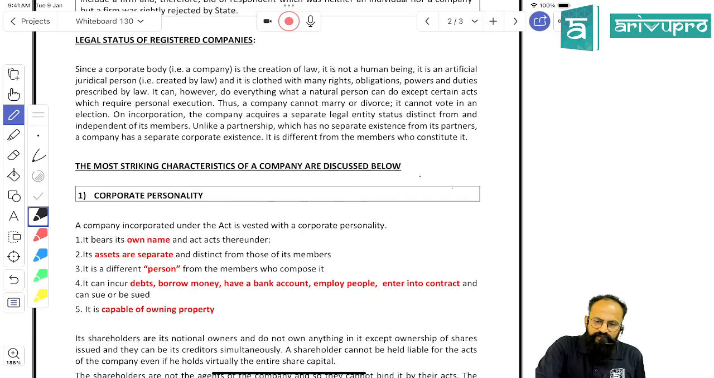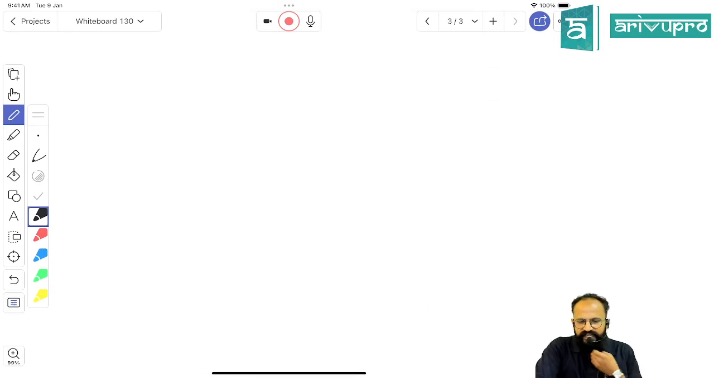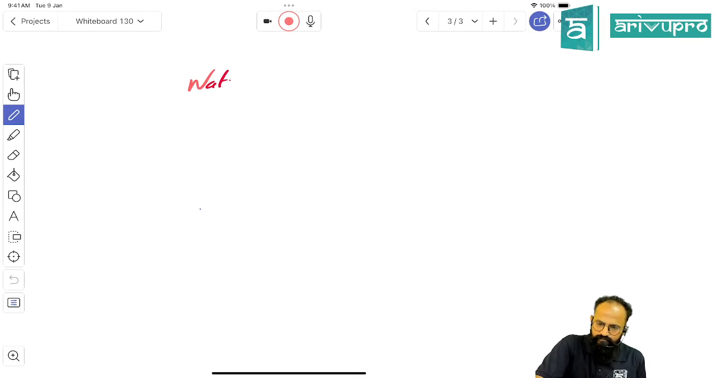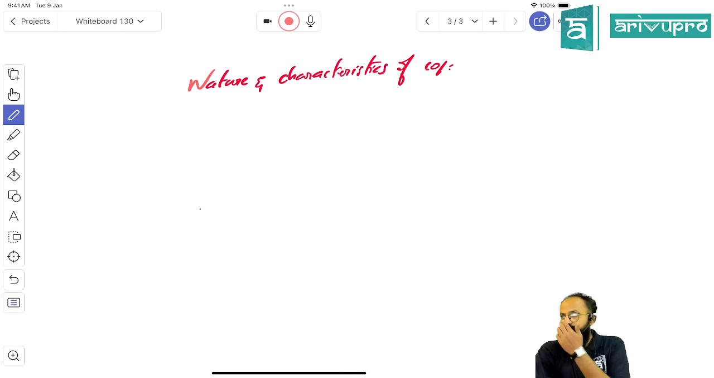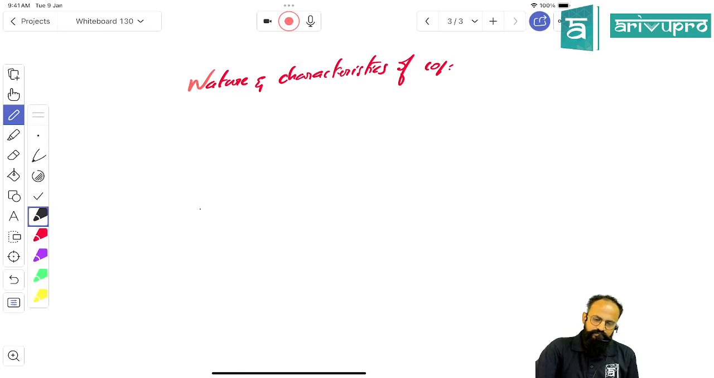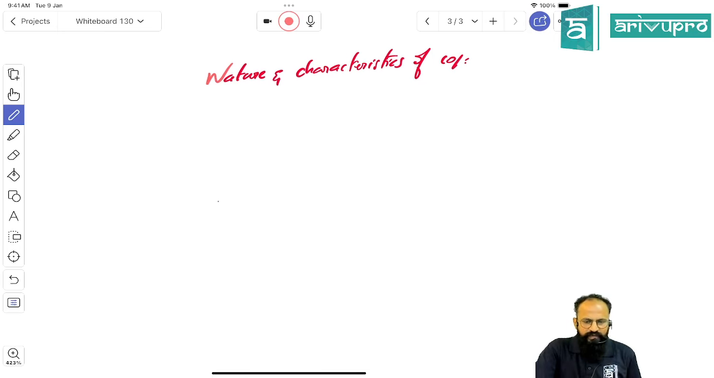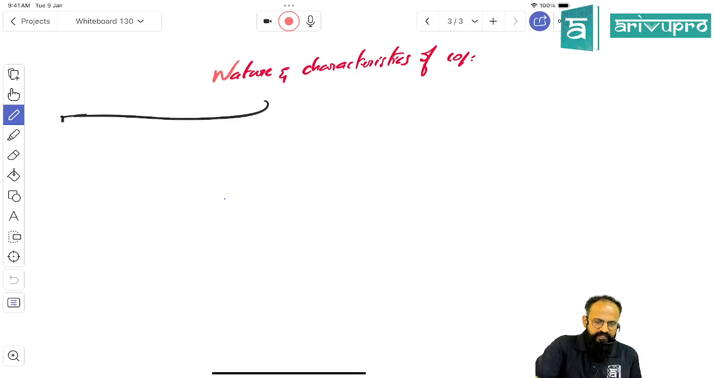Let us start with the characteristics of a company. Write down nature and characteristics of a company. You can write one below the other. I'll just be writing it as a chart. I think you have more than 10 or 11 characteristics.